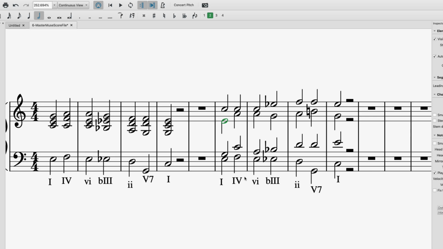Let's hear it. Not bad. I don't think this E flat jumps out too much. It's helped by this chromatic line in there. Let's hear it again.